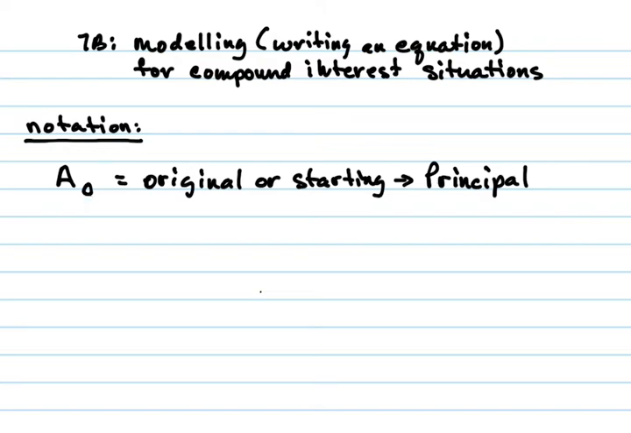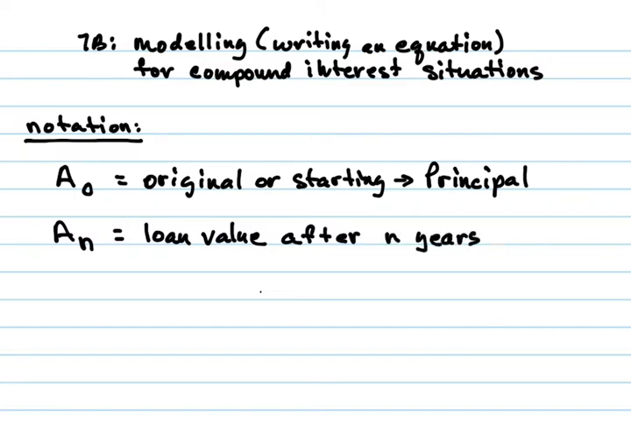Okay, then we have the notation A sub n. That simply means the loan value, and I call it a loan value, but it could be an investment too, right? You can earn interest or you can be charged interest. It's the same formulas. The loan value after n years. Remember that n stands for the number of years or the number of compounding periods because it can be more than 1 year.